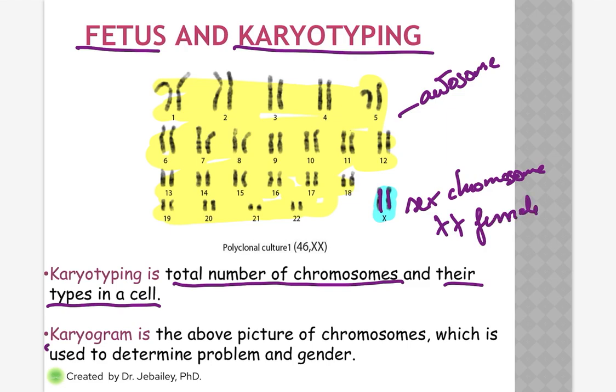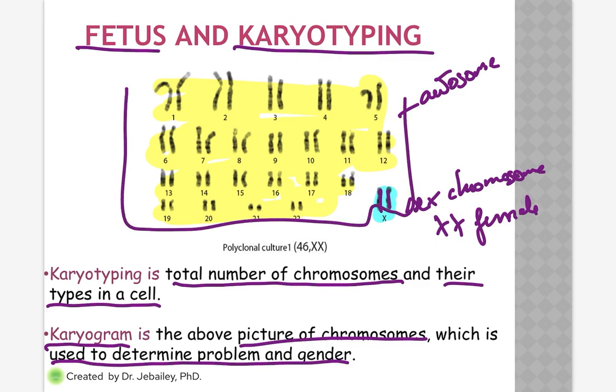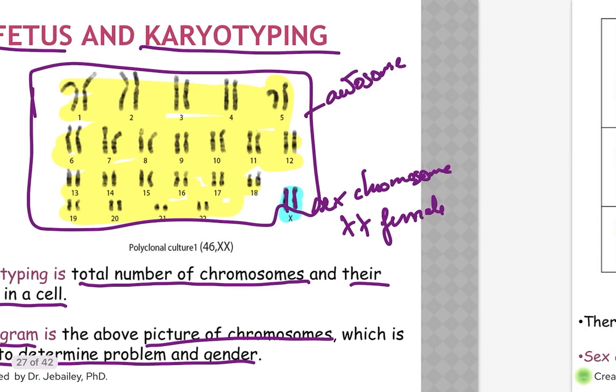However, karyogram is where students make a mistake. This is just a picture of the chromosomes, and it's basically used to determine problems and the gender. So a karyogram is basically the picture. Telling what type of chromosomes there are, that's karyotyping. So it's very important that you know the difference between karyogram and karyotyping. Karyogram is the picture, and karyotyping is the different types and number of chromosomes.